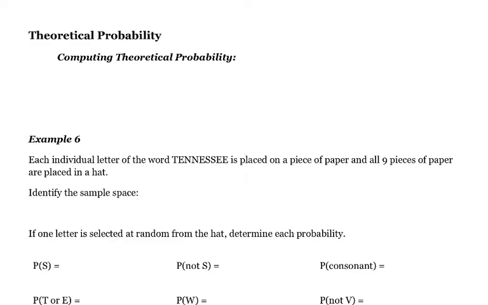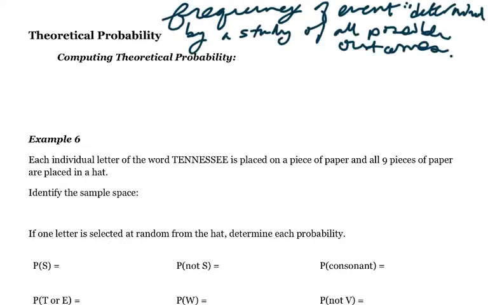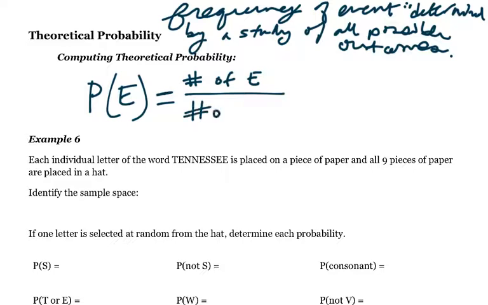In this second video, we're going to look at theoretical probability, and that's looking at the frequency of an event. Frequency is determined by a study of all the possible outcomes. So computing theoretical probability, again, we're determining the probability of an event. But in theoretical probability, you're looking at the number of times your event would happen over the number of possible outcomes, or you could think of that as the number of objects in your sample space.